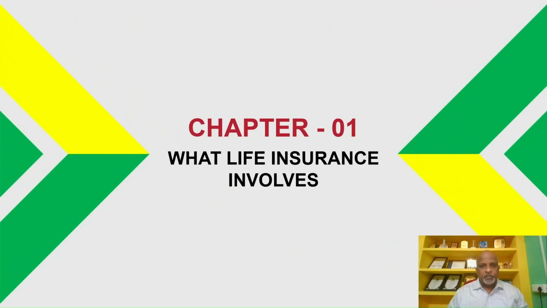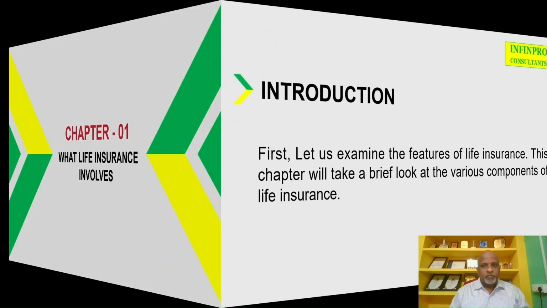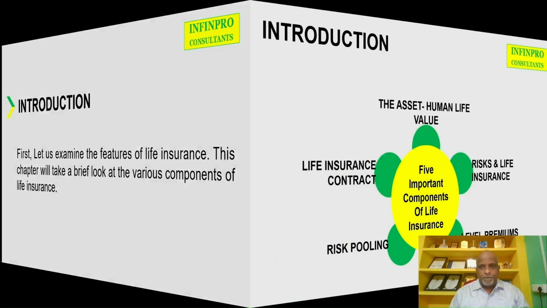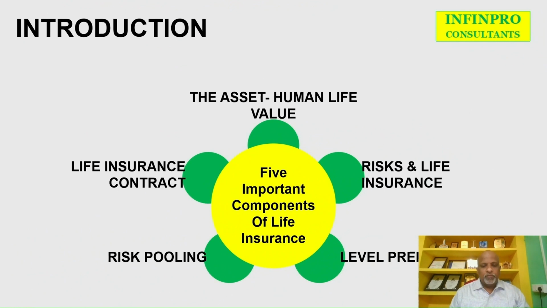So the first chapter is what life insurance involves. Let's see this chapter as 5 basic parts. So the 5 important components will be introduced to you about life insurance.